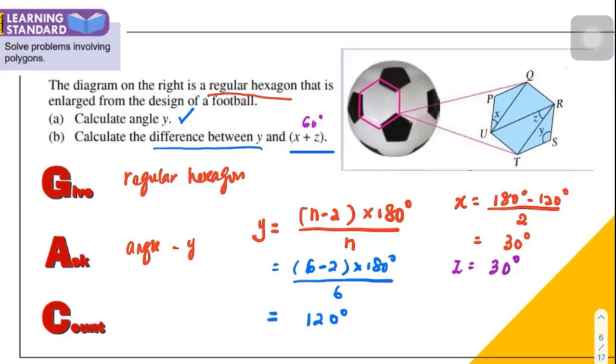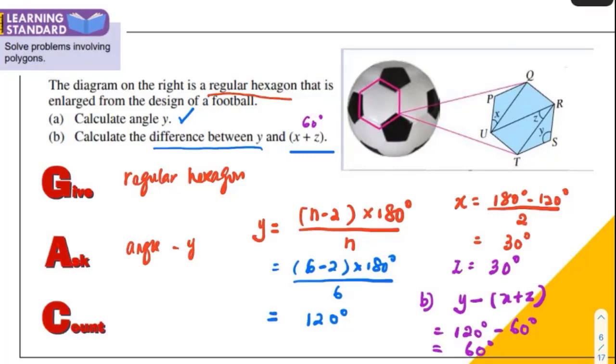So to find the difference, to answer B, it means Y minus Z. So what's Y? 120 minus 60. So the last answer is equal to 60. Yes. So you have to answer part A and B. Is it hard or simple? Maybe you feel that it's very complicated because the diagram confuses you, right? When you get used to it, when you do it one by one slowly, then no problem.